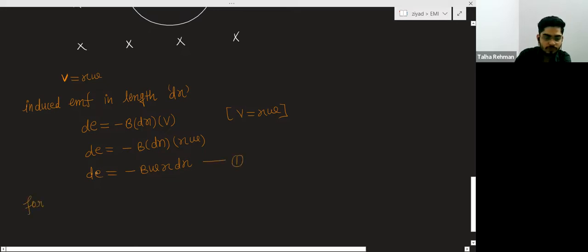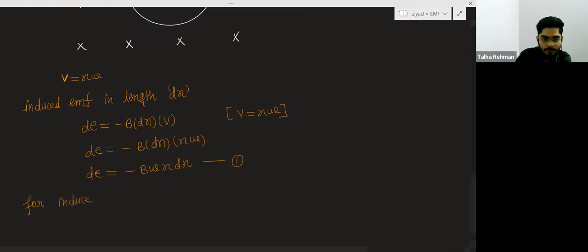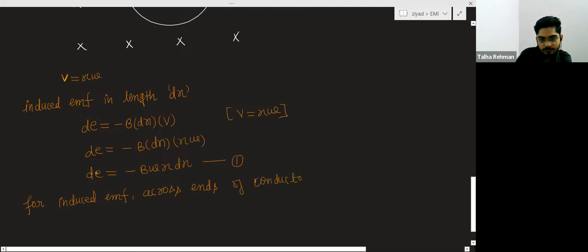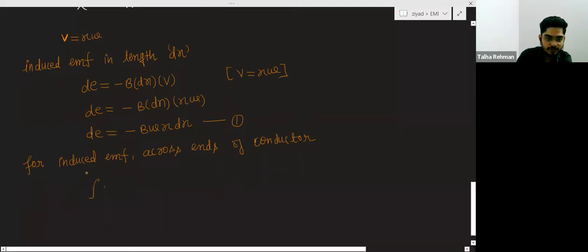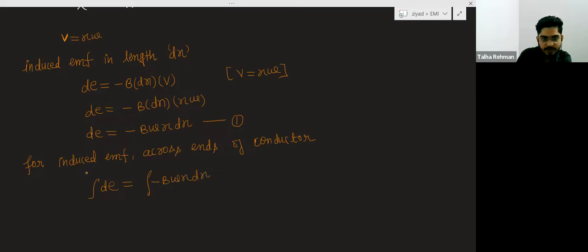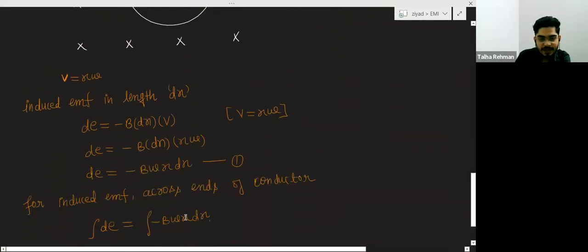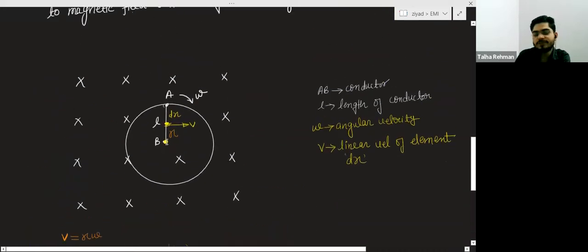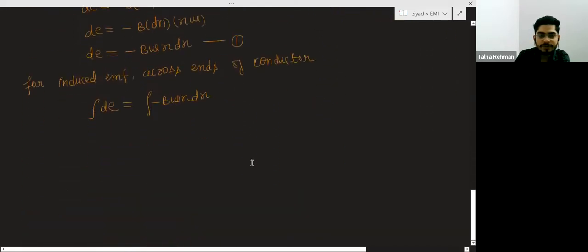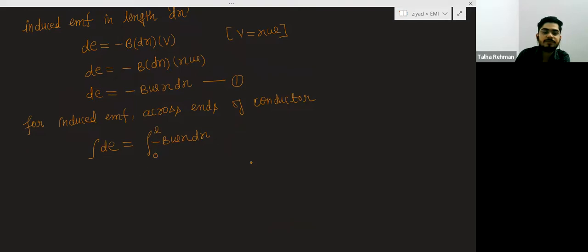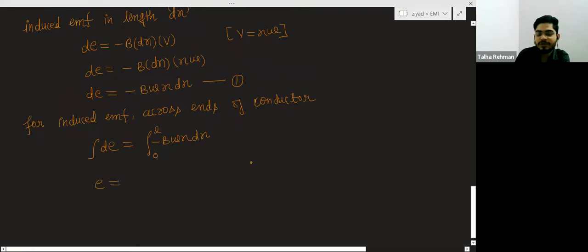So for the induced EMF across the ends of the conductor, we will integrate the equation dE. This will become minus B omega x into dx. Now x is variable here. At this point B, the value of x will be 0, and at this point A, the value of x will be L. So the limit of the integration will be from 0 to L. Now this will be the total EMF induced across the ends.